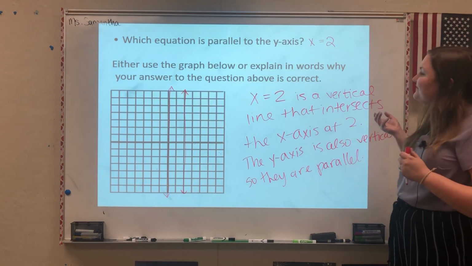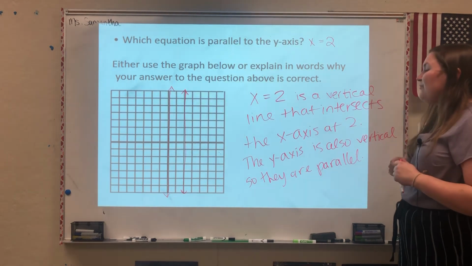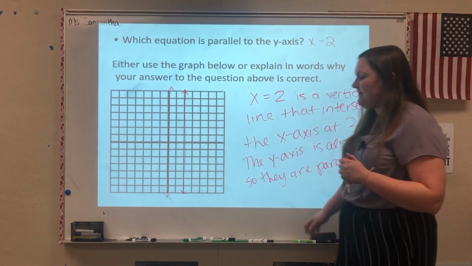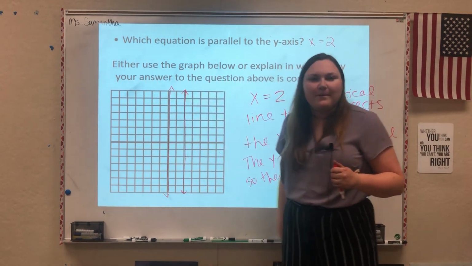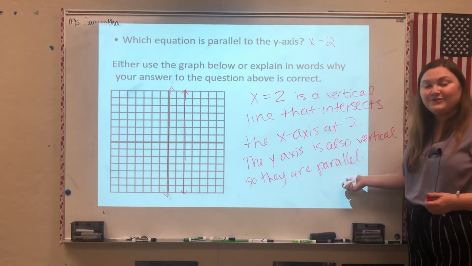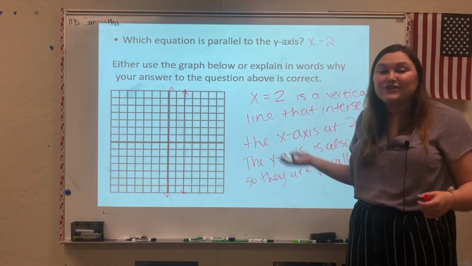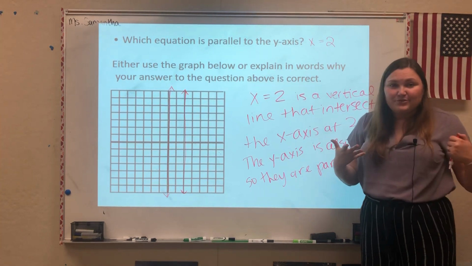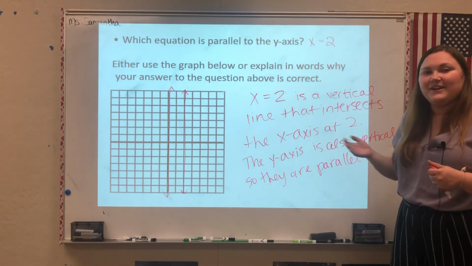There's lots of options for this. You could also, if you want, instead of saying vertical and parallel, you could convince me by saying, well, both of these lines go up and down. They never cross. It means they are parallel. You could say the two lines go in the same direction, which is why x equals 2 is correct. Lots of different ways you could word it. This is just one example here.